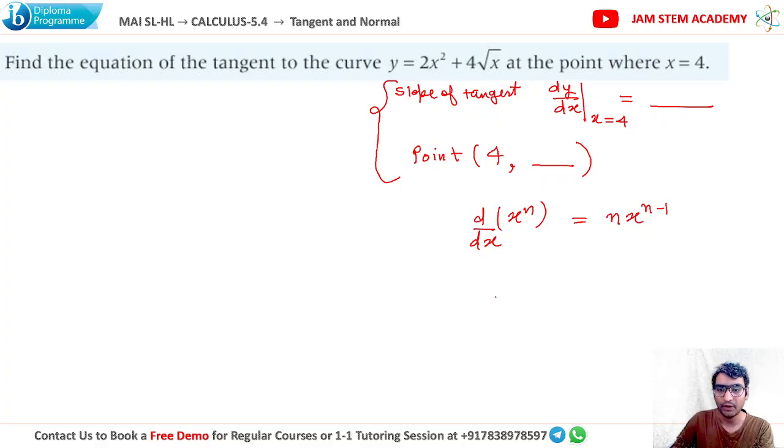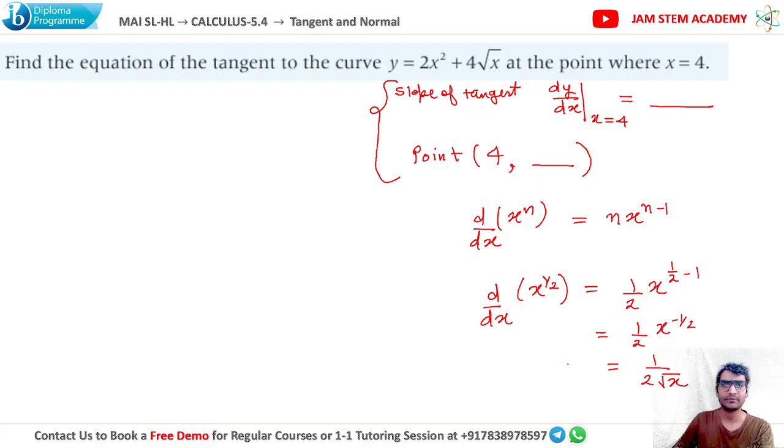So for that part, I can rewrite it as derivative of root x. I can write root x as x to the power 1 by 2, right? So 1 by 2 comes out, reduce 1 power of x. So that becomes 1 by 2 minus 1, or simply I can say half of x raised to the negative 1 by 2, or you can also write it 1 by 2 root x. Okay, so that was all about the derivative part.